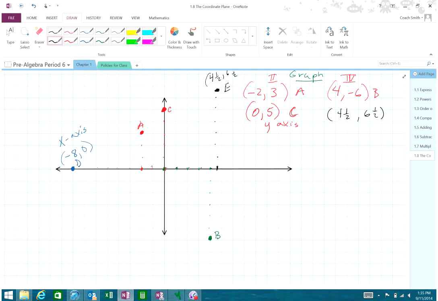So that's how you graph those points. That's how you tell whether it's on a quadrant or an axis. Okay? If it's on an axis, it does not have a quadrant number. It has an axis. If it's off of the axis, then it does have a quadrant. Okay? Any questions on that?